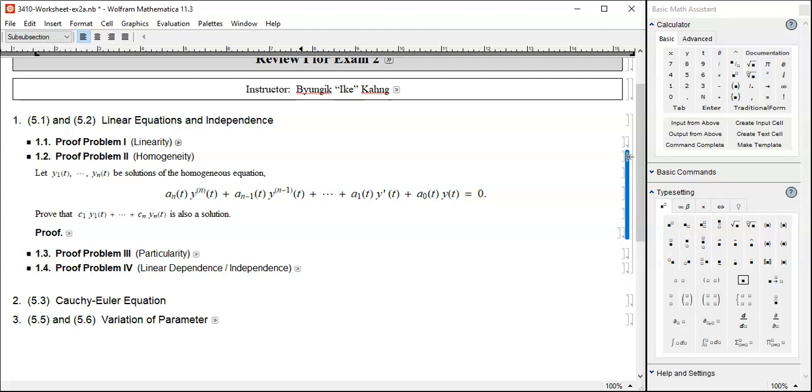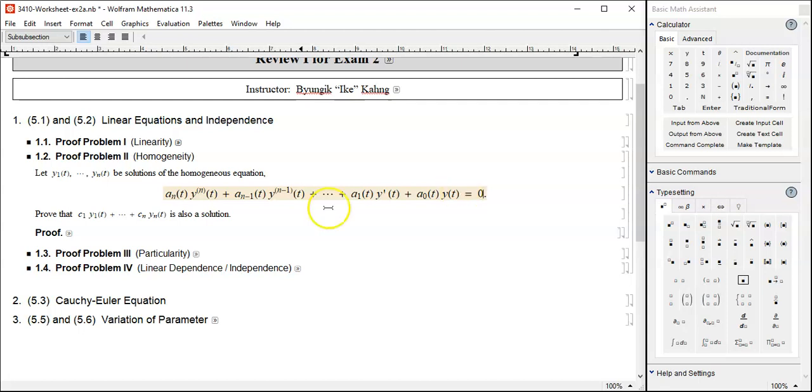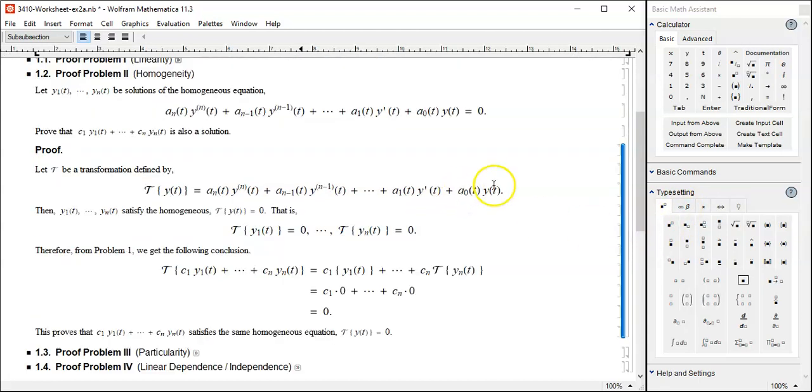Okay, all right. Let y1 to yn be solutions of the homogeneous linear equation, and prove that the linear combination c1y1, c2y2, c3y3, and so on, all these added up, is also a solution. So if I replace y with c1y1 plus c2y2 plus and so on and so forth at each of these derivatives, then am I still going to get 0? That is the question. Then the answer is yes.